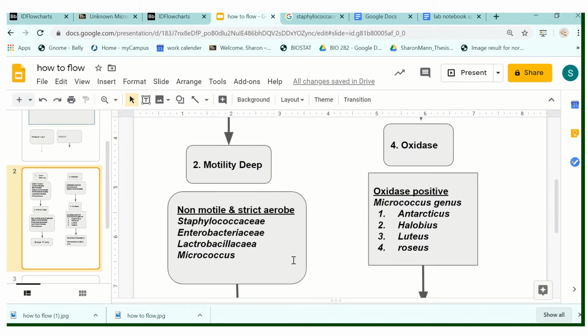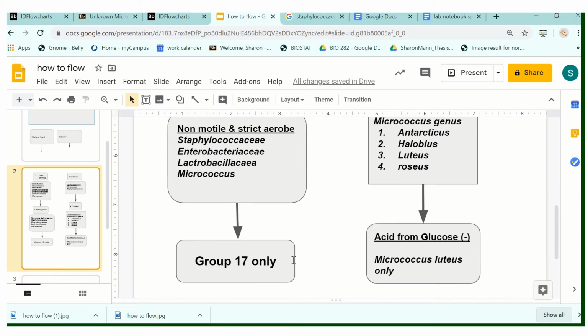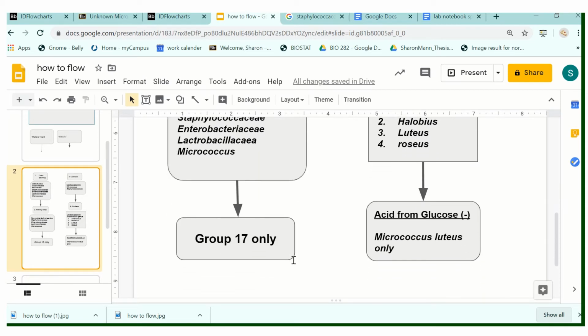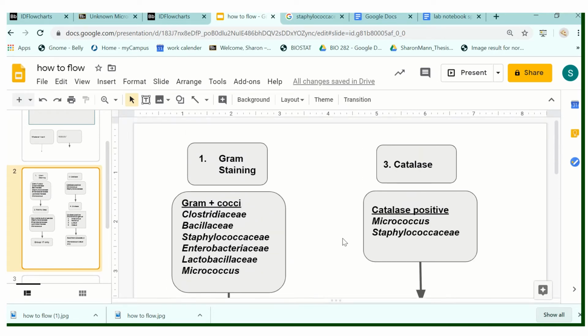So that means I'm just working with group 17, so I listed out those families there. And just to summarize, it means I have only group 17. So from there, I randomly chose the next experiments. You can choose whichever ones you find were most helpful to you.